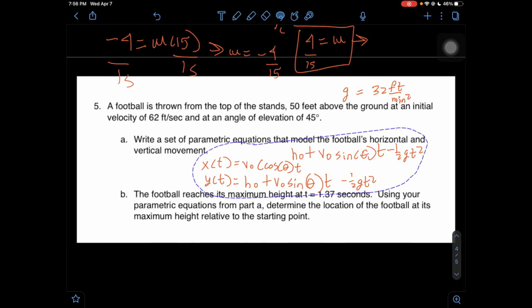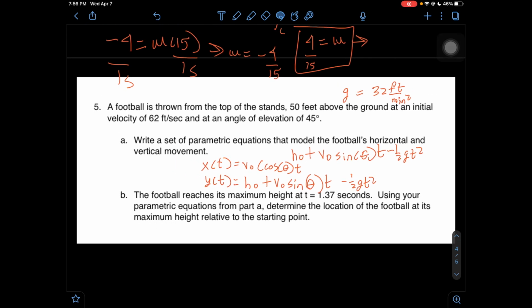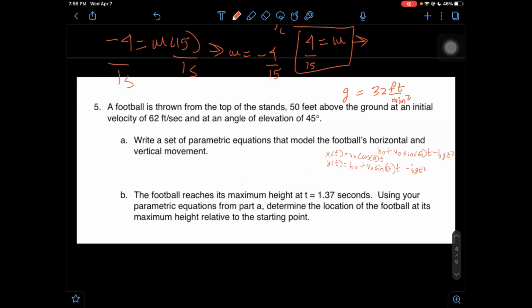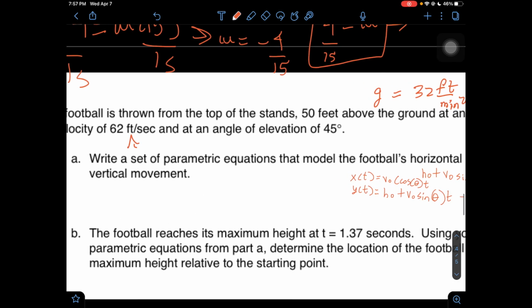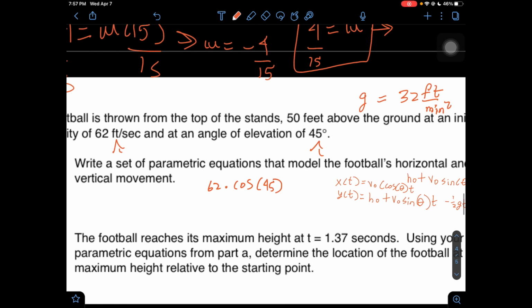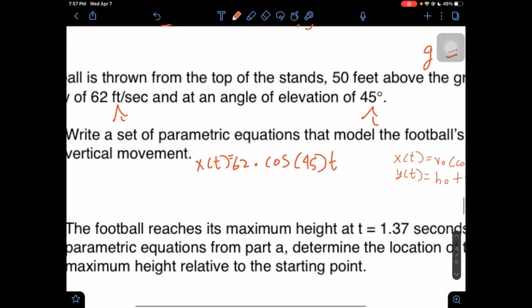So now what we need to do is substitute the values we know into these equations. We already have our x and y components, so we're just going to substitute. Our initial velocity is 62 feet per second, so we have 62 times cosine of our angle, 45 degrees, times t. Now we can look at our unit circle and say that the cosine of 45 is square root of 2 over 2, and we know it's cosine because cosine is the x, and sine is the y.